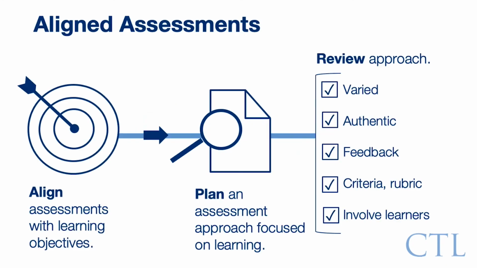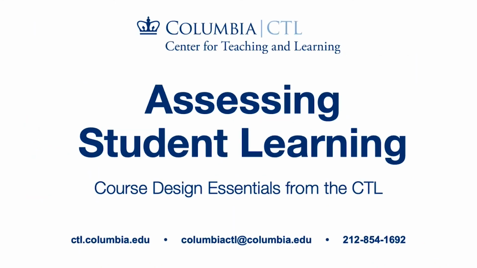Let's recap. In this video, we focused our attention on Stage 2 of backward design to determine acceptable evidence. Assessments should align with the course learning objectives and focus on learning. As you draft your assessments, vary your approach, include authentic assessment, clarify expectations by sharing criteria or rubrics with your learners, and ensure students will have opportunities to receive timely feedback and to be involved in self-assessment and/or peer assessment. This concludes assessing student learning.